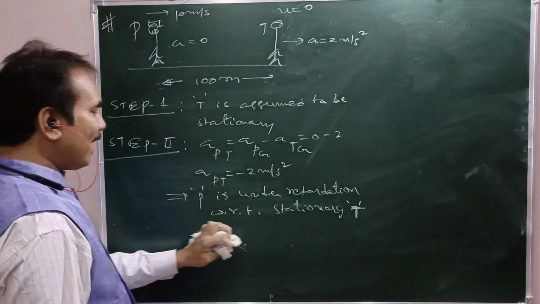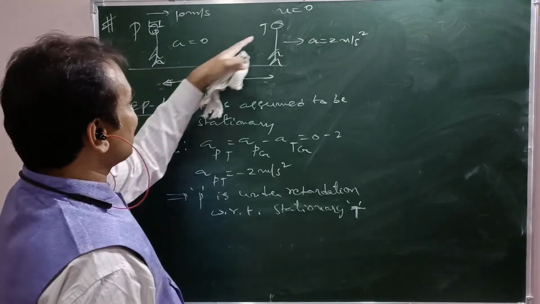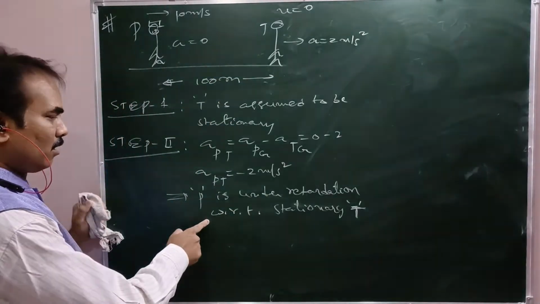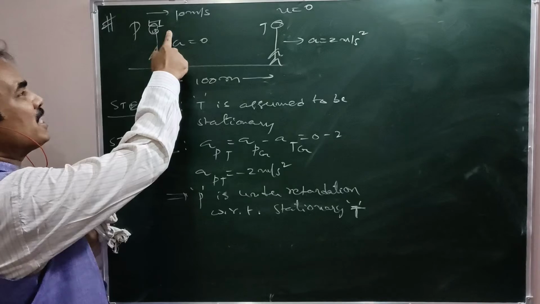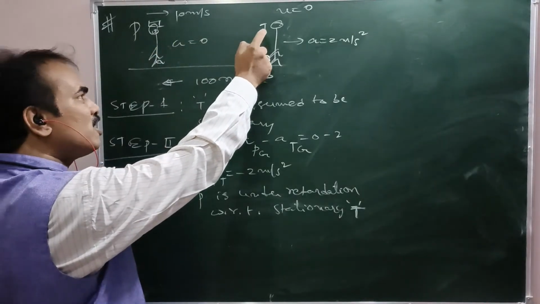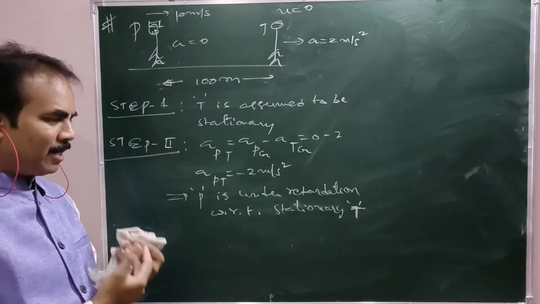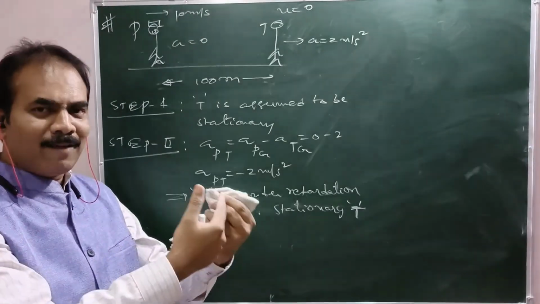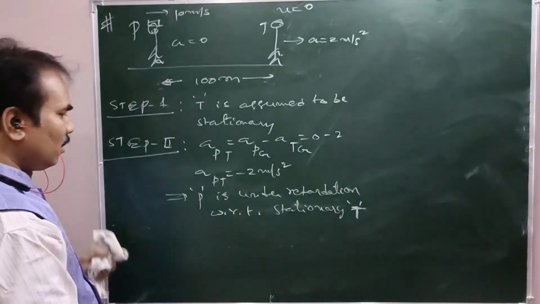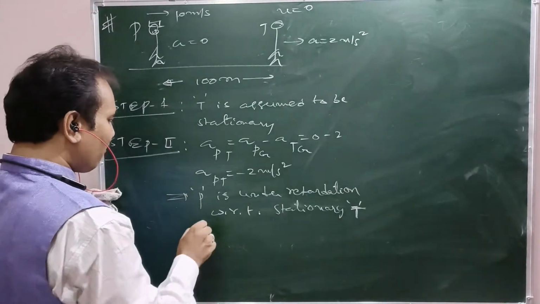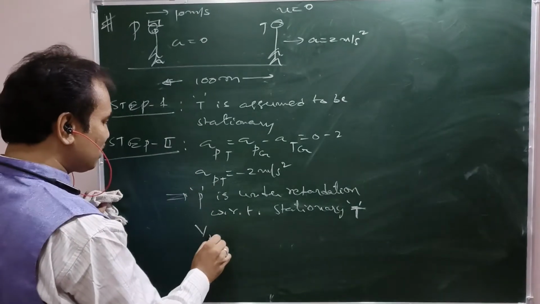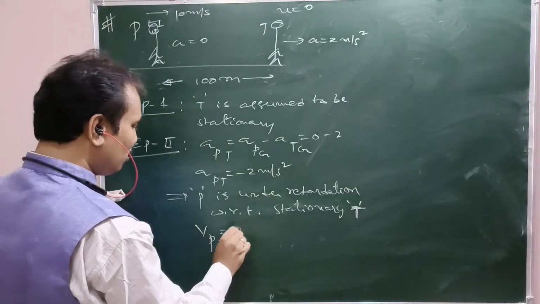So what about the final relative velocity of the policeman with respect to the thief? 0, definitely 0. Why? Because he is under retardation with respect to the stationarily assumed thief, right? So he is under retardation, meaning his speed gradually decreases and even comes to a halt. Therefore, the final velocity of the policeman with respect to the thief must be equal to 0.